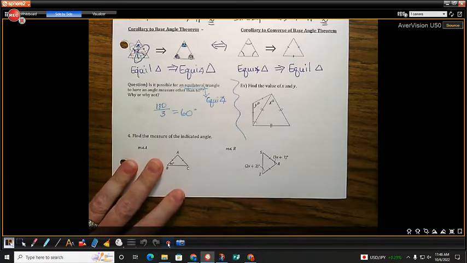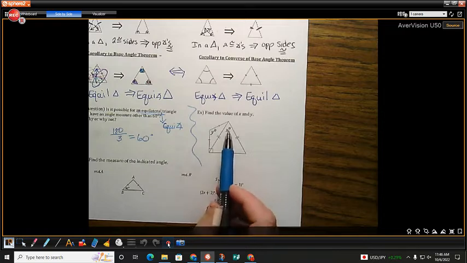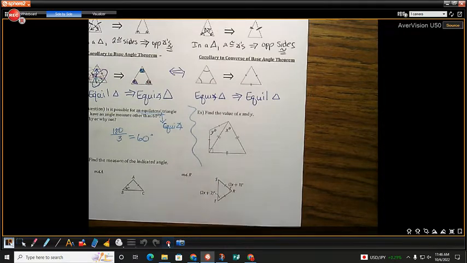Knowing that, find x and y. That's not an exponent 0. That's supposed to be a degree symbol.